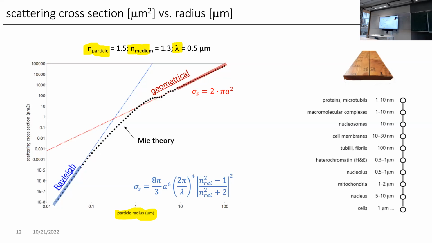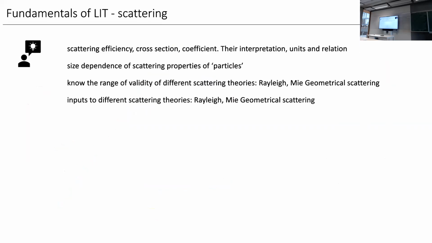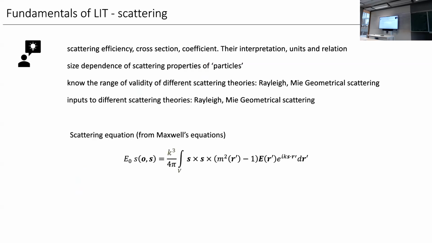If you go to very large particles, then you're in the realm of geometrical scattering. The scattering efficiency is 2, so the scattering cross section is 2 times the geometrical cross section. And anything in between, if it's a spherical particle, you can describe with Mie theory. Of course, Mie theory is not something you can write directly on a piece of paper. You need a computer, so that is why it's still beneficial to have these other theories for the inputs and ranges of validity.